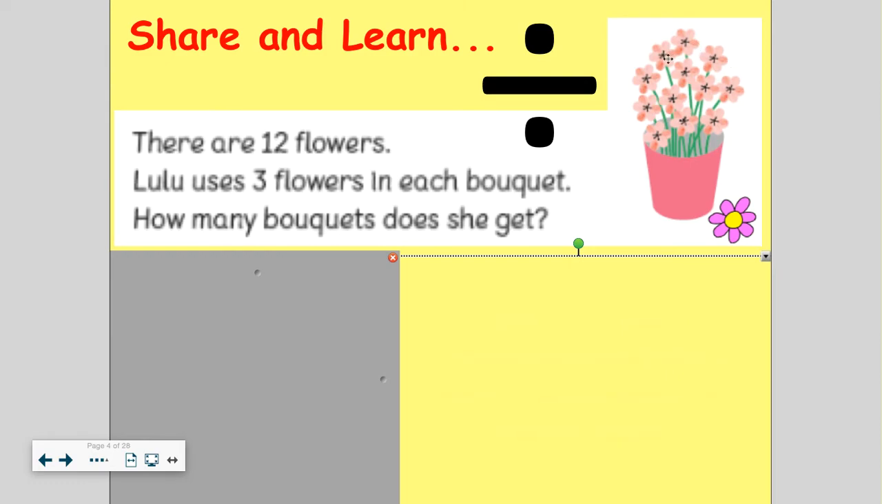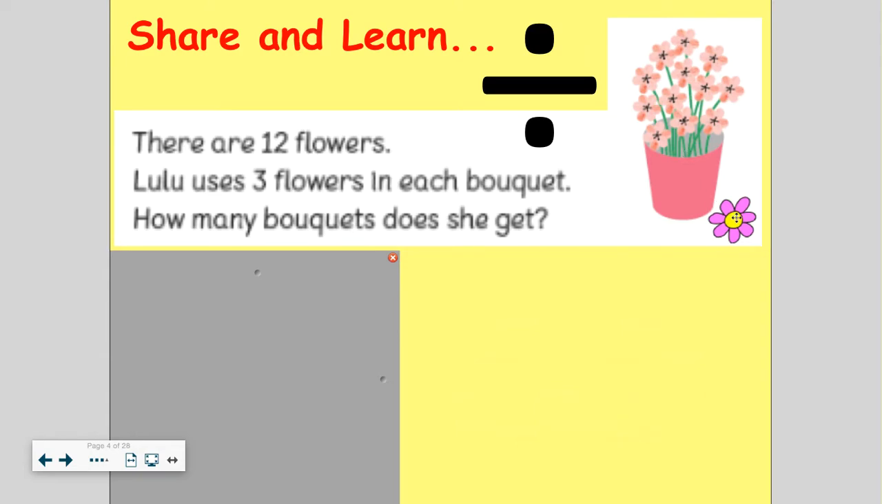Here we have 12 flowers. Lulu wants to use 3 flowers to make each of her bouquets. A bouquet is a fancy word for a bunch of flowers. If Lulu puts 3 flowers into each bouquet, how many bouquets will she have at the end?